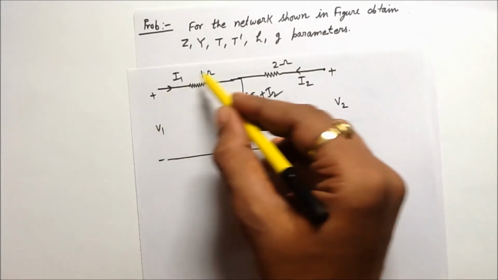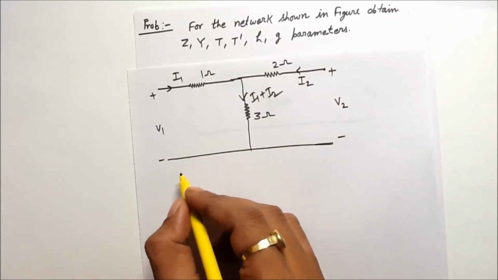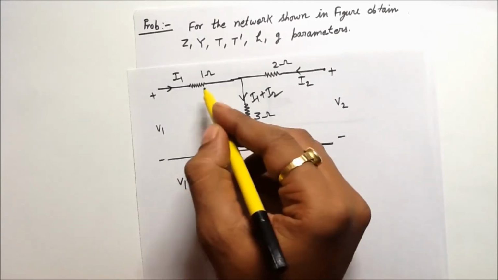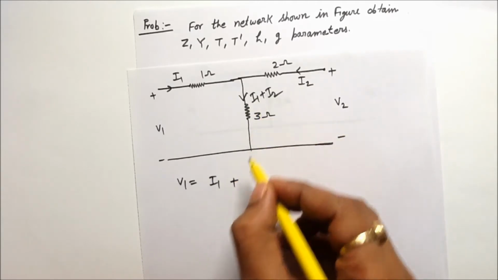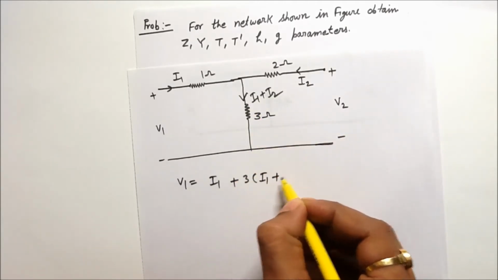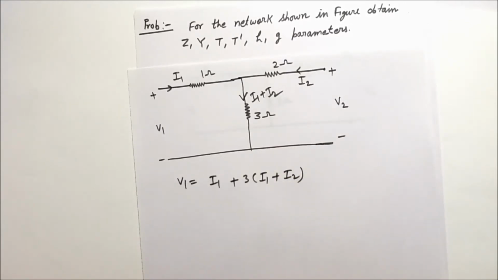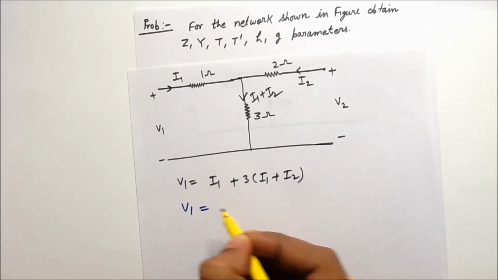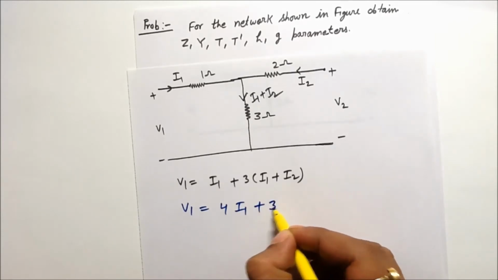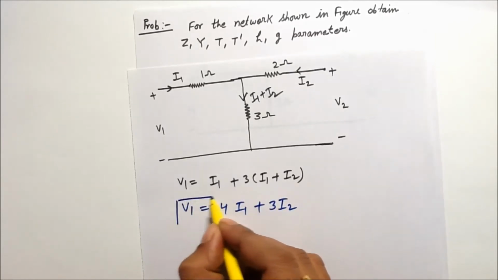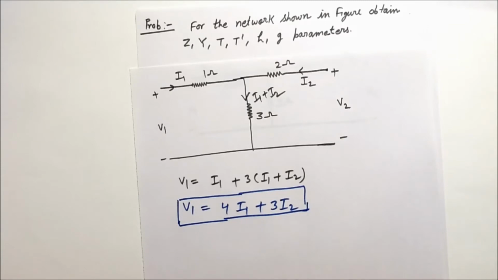Now use KVL in this loop and find out the equation V1 equals to 1 into I1 plus 3 into I1 plus I2. After solving this equation, you will get V1 equals to 4I1 plus 3I2. This is the first equation which I have got from this network.